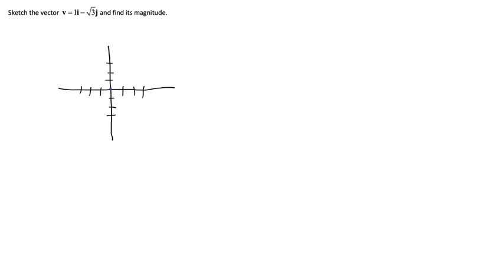That means we essentially go to the right 1 unit. And then the coefficient of the j component is radical 3. That means we would just go down radical 3 units. Okay, so this is our vector.